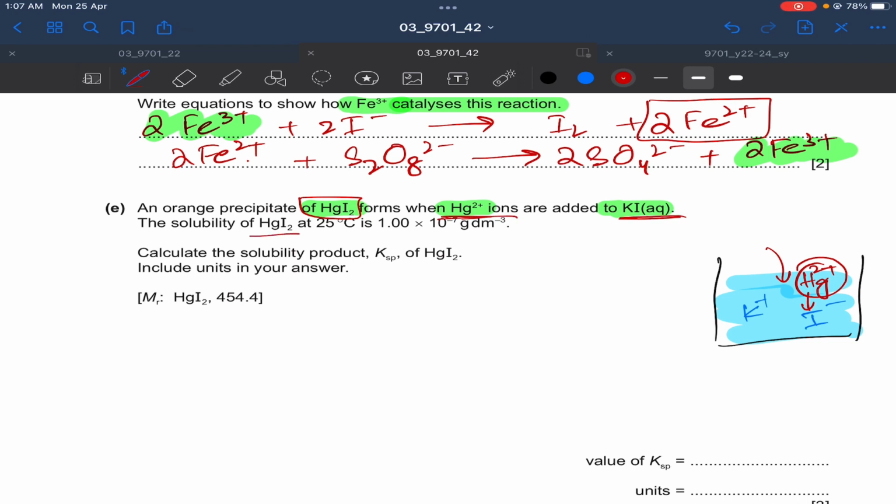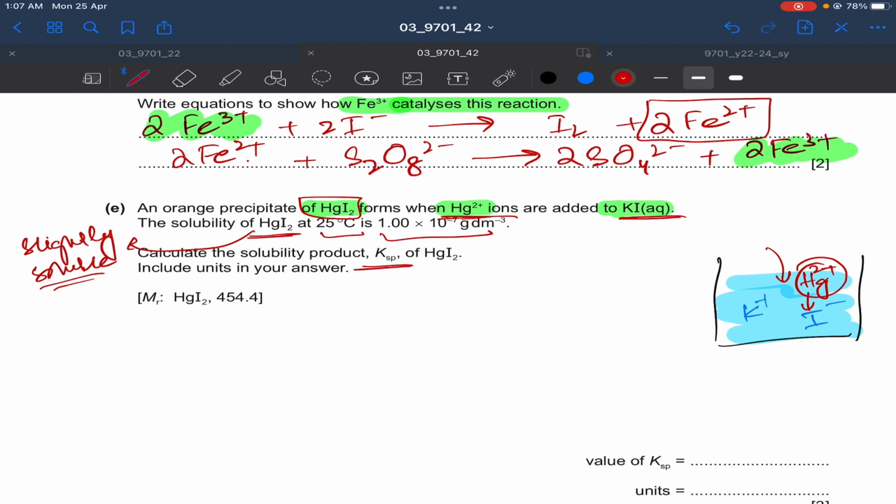The solubility of HgI2 at 25 degrees centigrade is 1 into 10 raised to power minus 7 grams per dm cube, right? So this is the solubility of mercuric iodide. That means it is a partially soluble or slightly soluble salt.